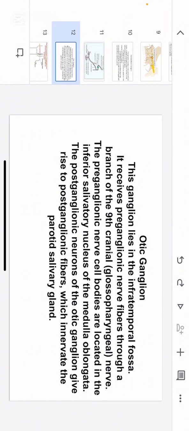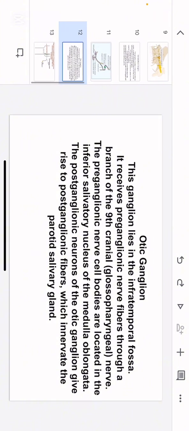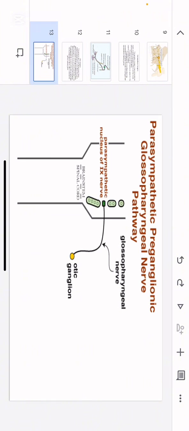It receives preganglionic nerve fibers through a branch of the ninth cranial nerve. So the ninth cranial nerve is glossopharyngeal nerve. The preganglionic nerve cell bodies are located in the inferior salivatory nucleus of the medulla. The previous two ganglions' nucleus is located in the superior salivatory nucleus, and the otic ganglion's is located in the inferior salivatory nucleus of the medulla oblongata. The postganglionic neurons of the otic ganglion give rise to postganglionic fibers which innervate the parotid salivary gland. So otic ganglion innervates the parotid salivary gland.